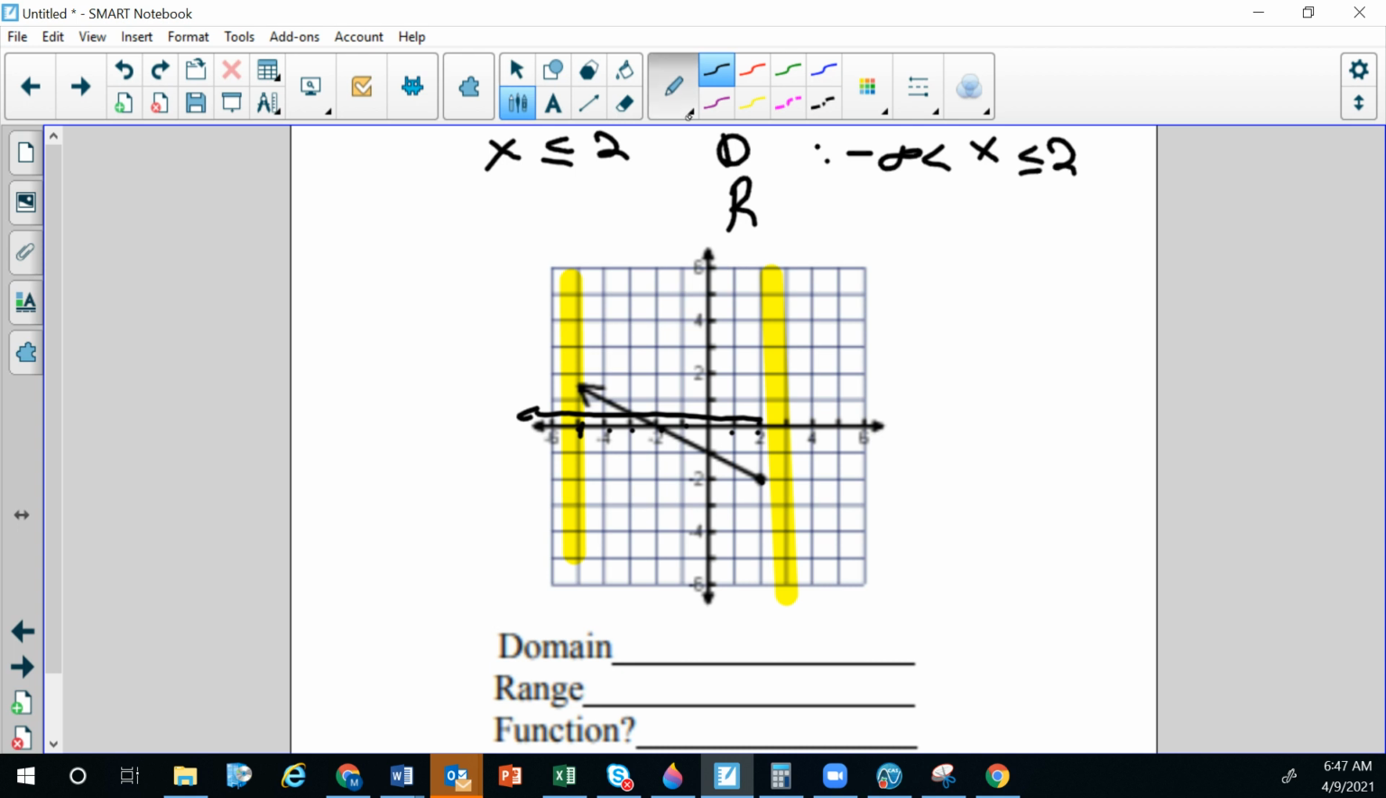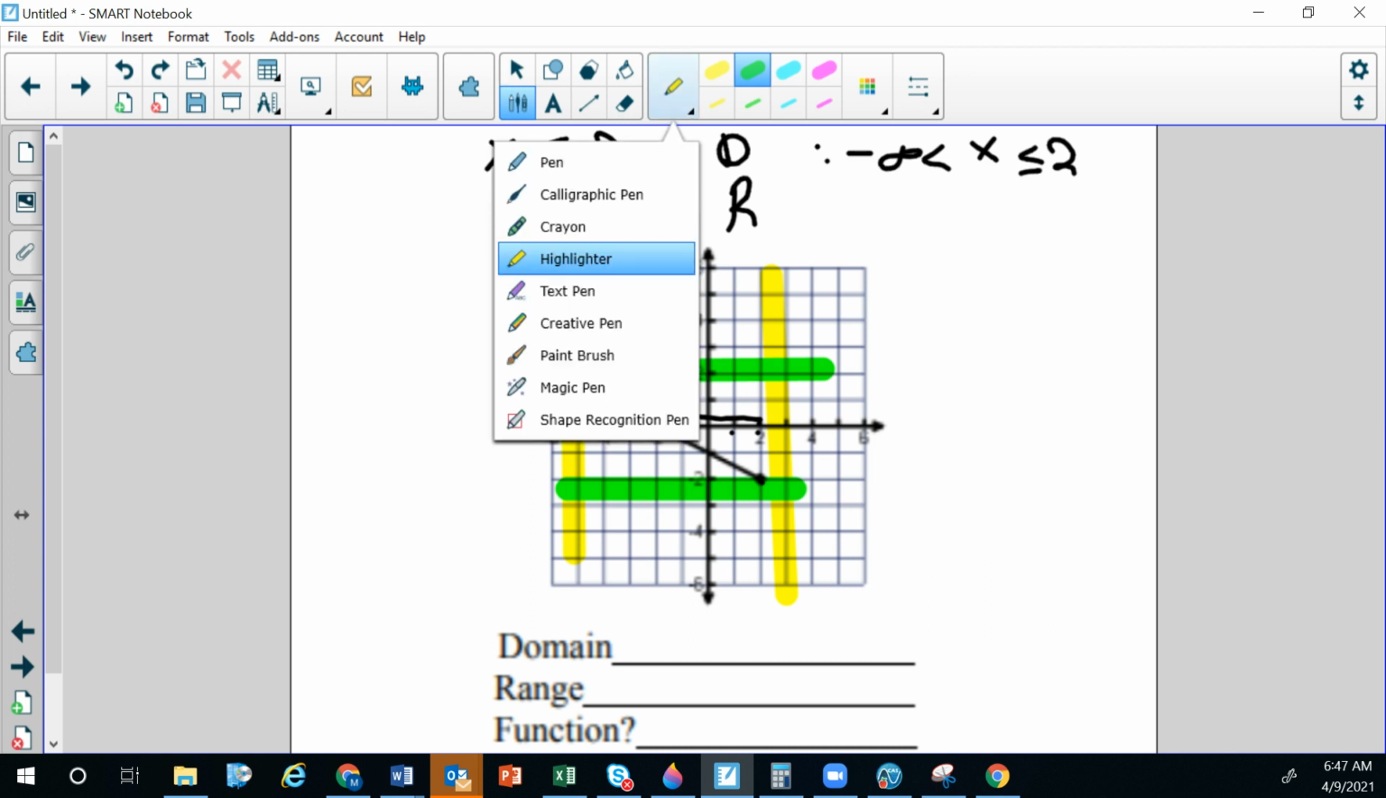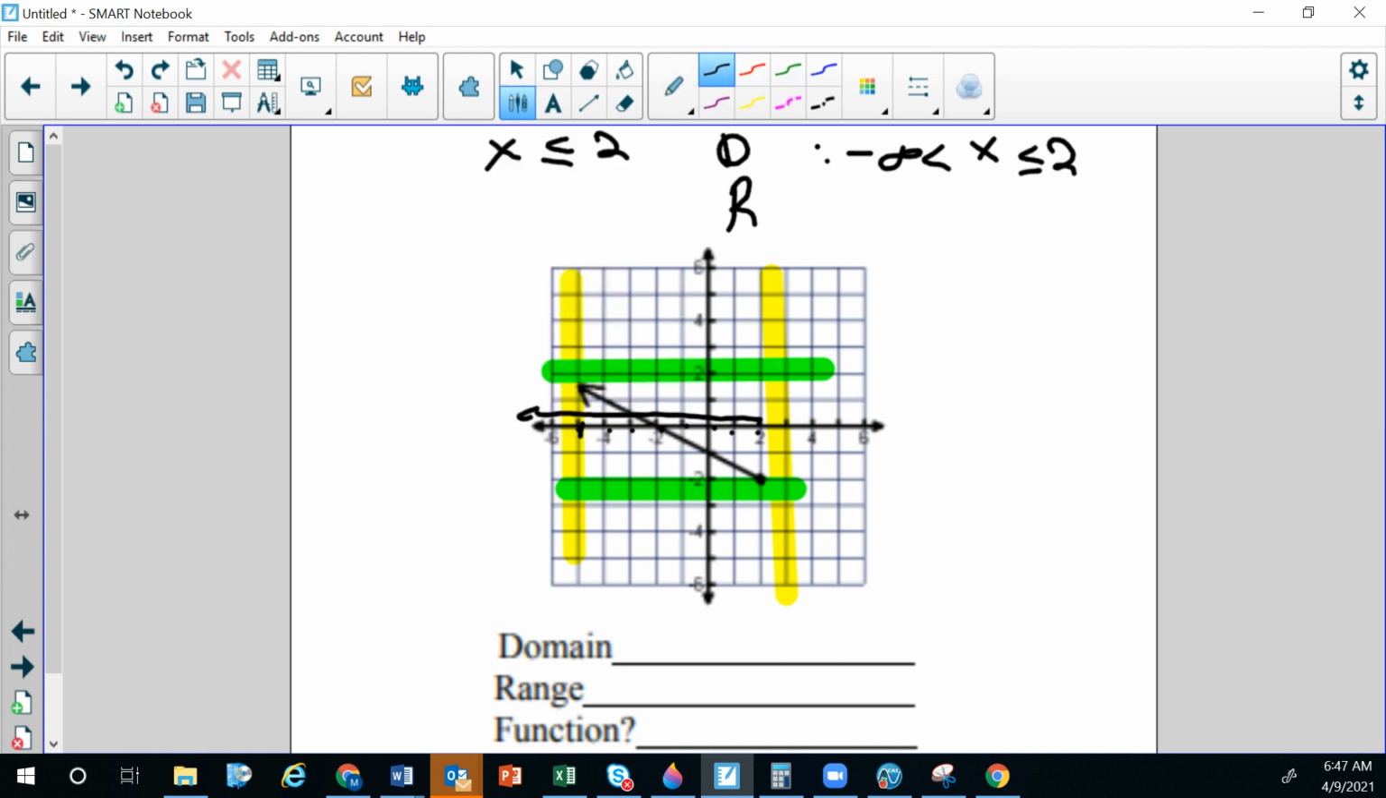For the range, I'm going to draw the line at the lowest point of the graph. That's the lowest point right there. And then on the top, I'm going to draw a line again. Okay, so let's see how many units are on the lowest point. This is 0, -1, -2. So it's -2 where the line touches a closed circle, right? So I'm going to have a -2 here. It's a closed circle, so I'm going to use less than or equal to.